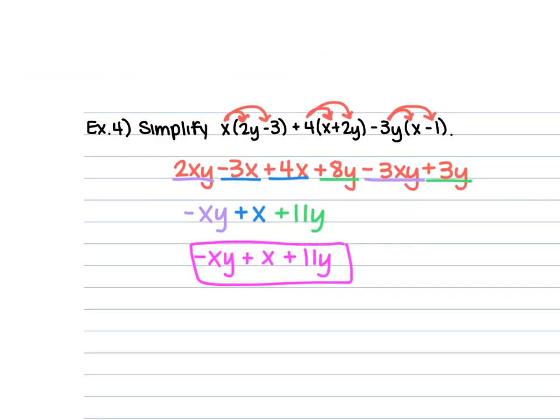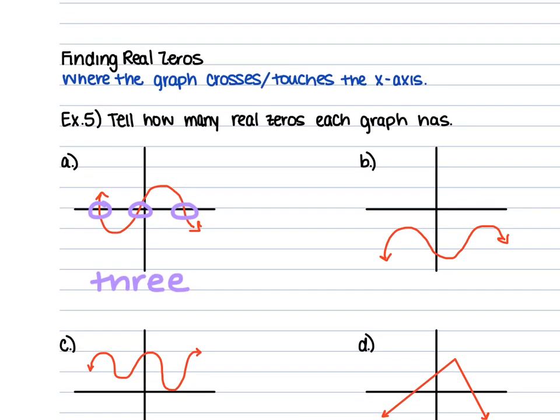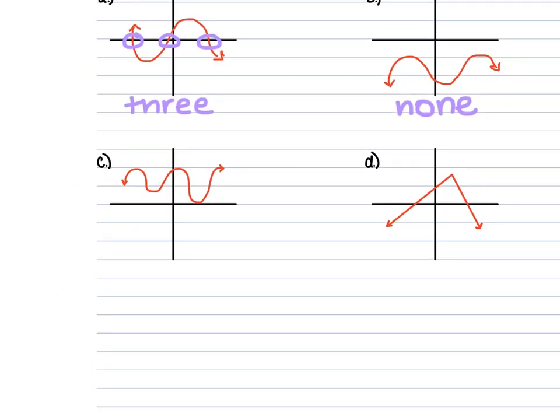Okay. Finding real zeros where the graph crosses the x-axis. So you're telling how many real solutions each of these graphs have, and is where that line crosses the x-axis. So if we look at example A, this line crosses 1, 2, 3 times, so there's 3 real zeros. For B, it never crosses, so there's none. And then for C, it only crosses once or touches once, so there's 1. And then for D, we cross twice, so there's 2.